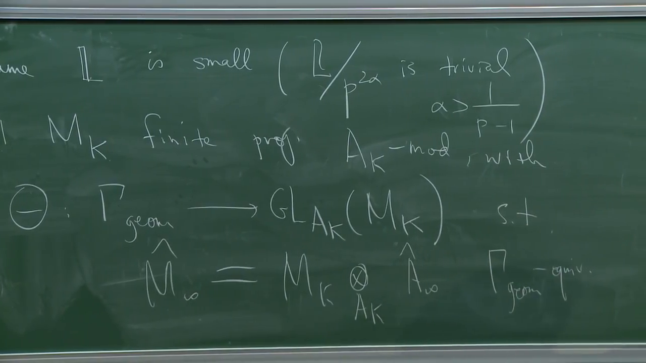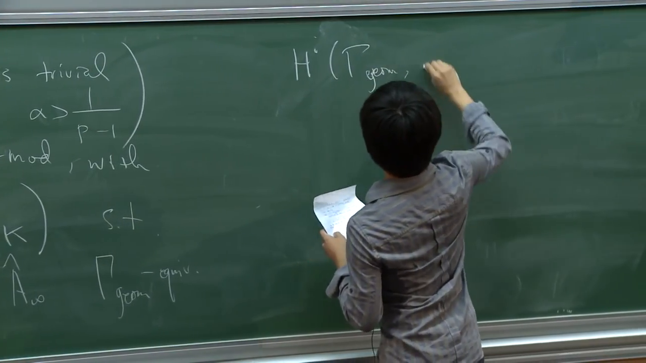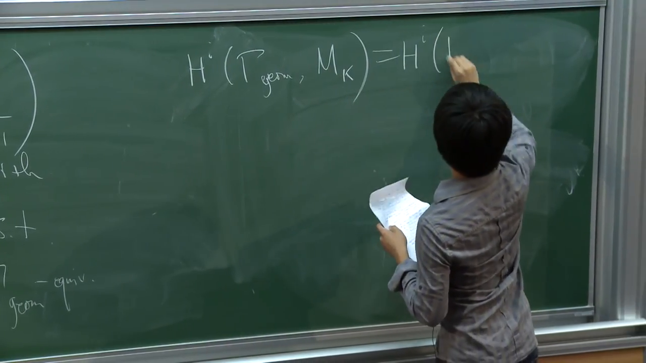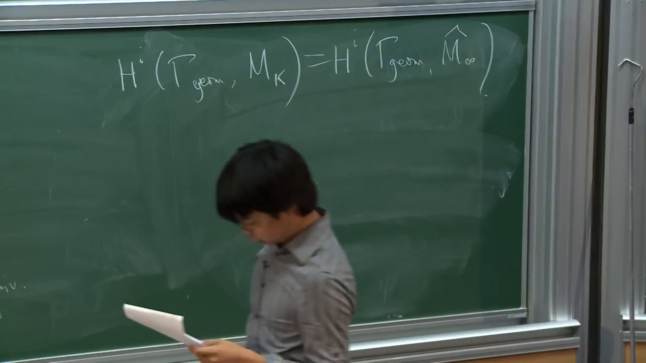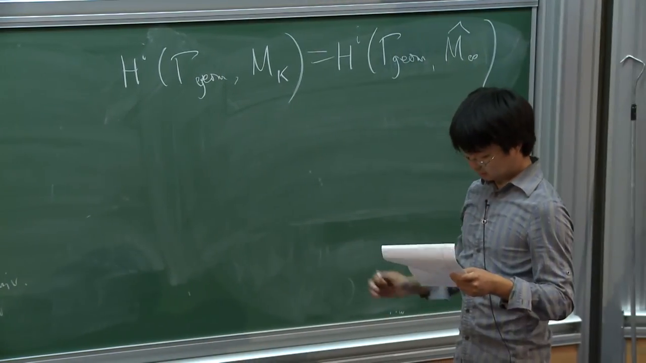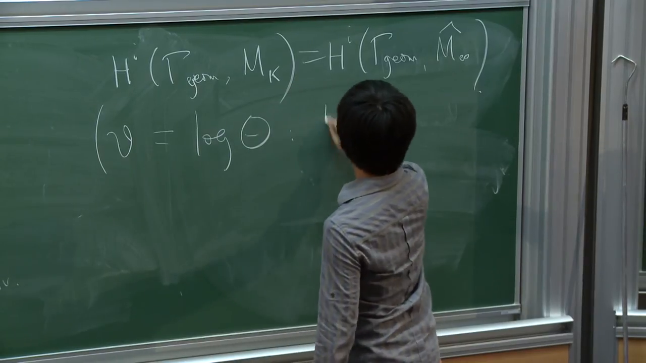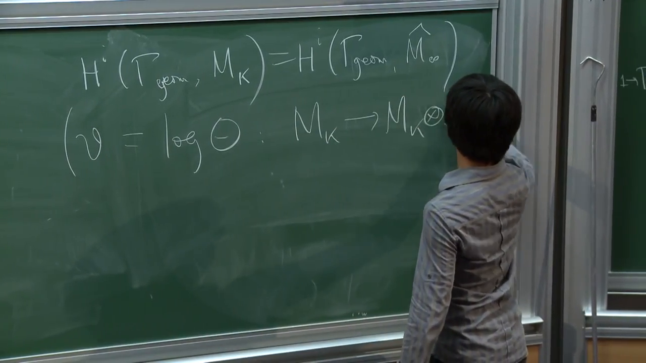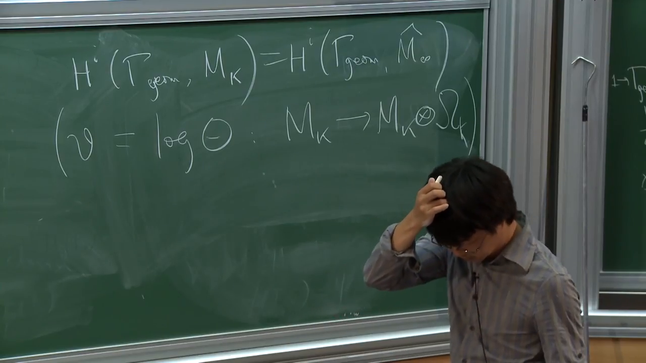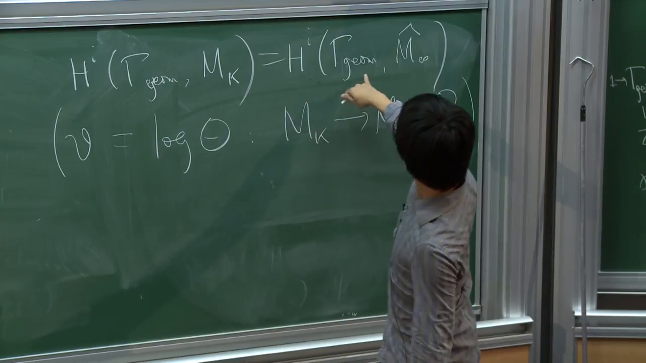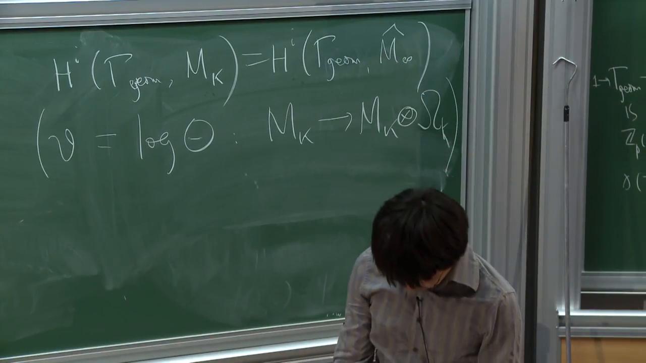And in addition, the cohomology H^i of Gamma geometric on M_K is the same thing as H^i of Gamma geometric on M hat infinity. So this is just a very basic version I need. Basically, if you take the log of theta, that gives you the Higgs field, and let me ignore the Tate twist. That's the Simpson correspondence, and this statement says that the Higgs cohomology also calculates the Galois cohomology here. So this is something you need.